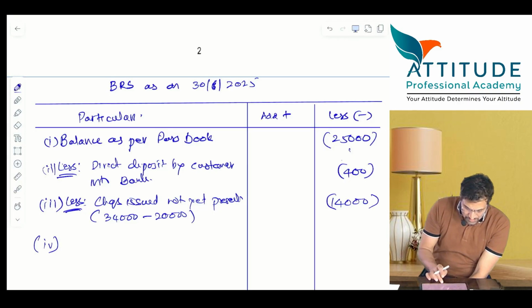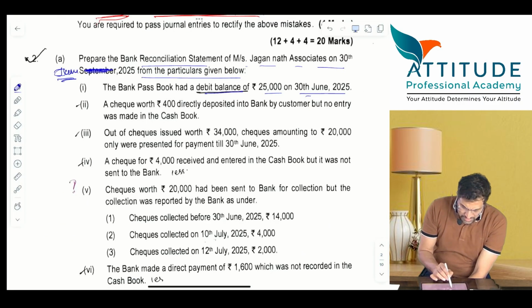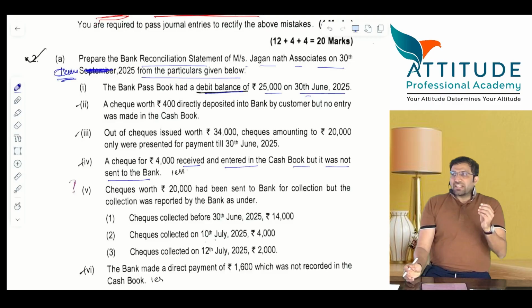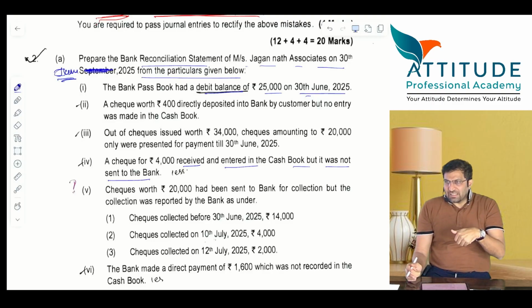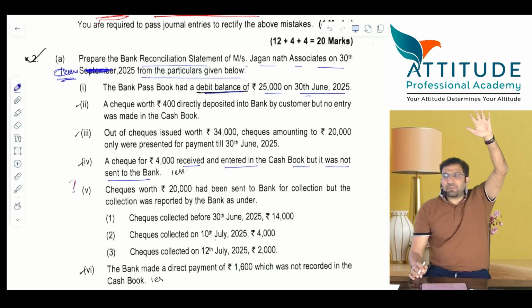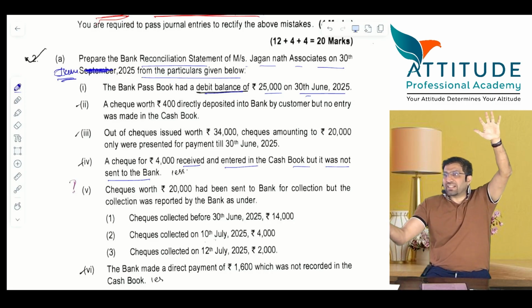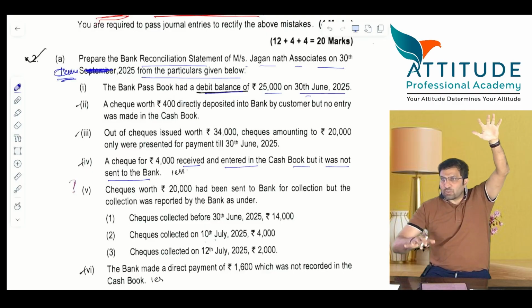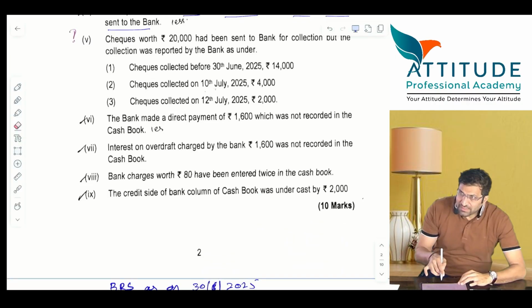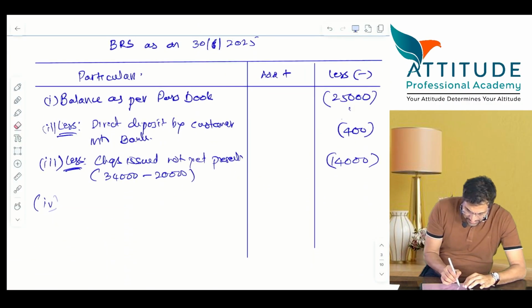Fourth, item number 4. A check of 4,000 received and entered in cash book, but it was not sent to bank. Very simple. Checks deposited, not sent to bank. Means received किया है. You have already recorded in your cash book. Where the balance is more? Cash book the balance is more. You have not sent to the bank for collection, means passbook balance is less. So passbook is the starting point. It should get added. This add will get what? Deducted. Is that clear? So add. बोलो.